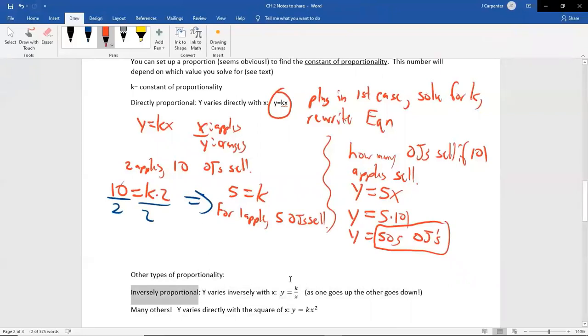This is not y equals k times x, it's k divided by x. So what this means is, as one thing goes up, the other thing's going to go down. More specifically, as x doubles, y halves. Or you could say as x triples, y goes down by a third, that kind of idea. There are plenty of things in the real world that are inversely proportional.